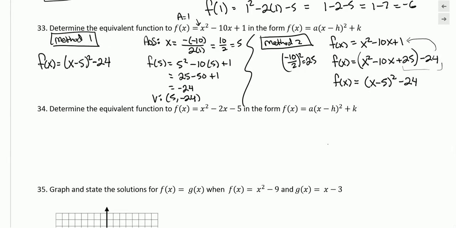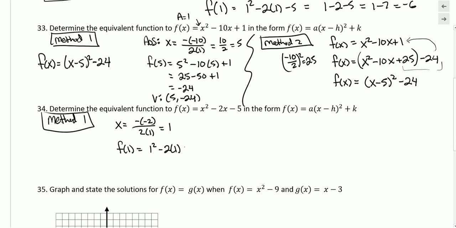34, I'll do it both ways. Method 1, find the vertex. So vertex is 1, negative 6. So my function is going to be x minus 1 squared minus 6.